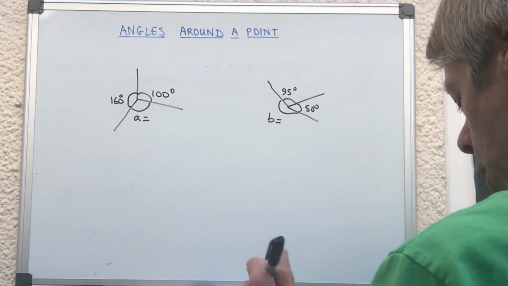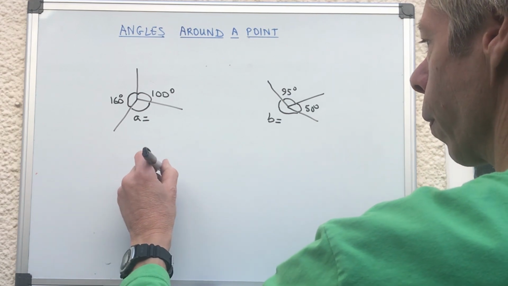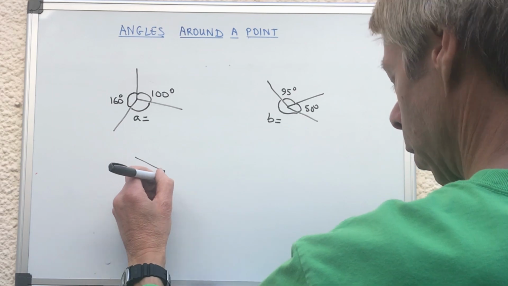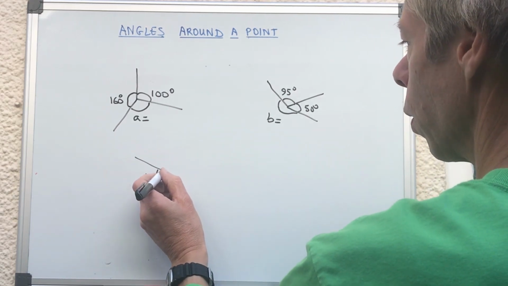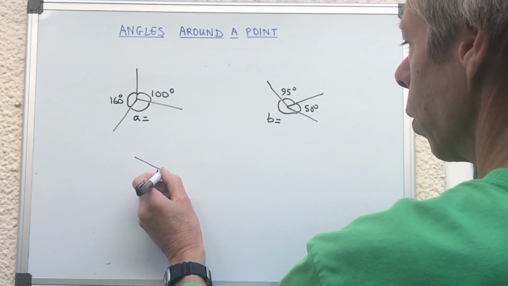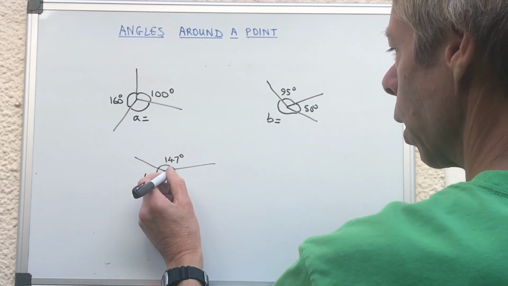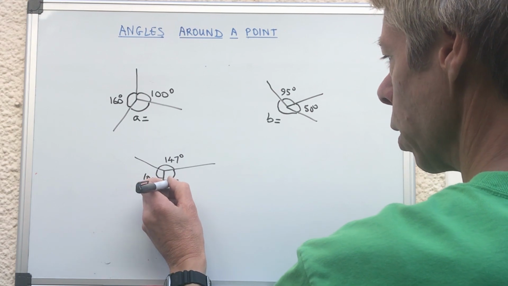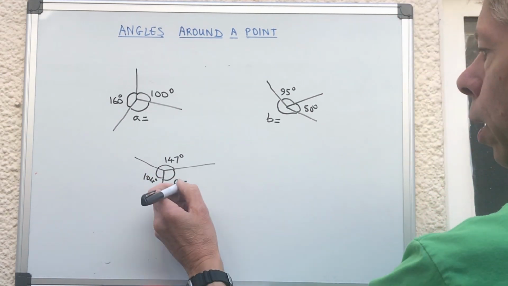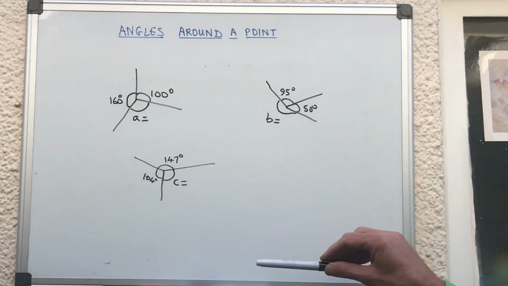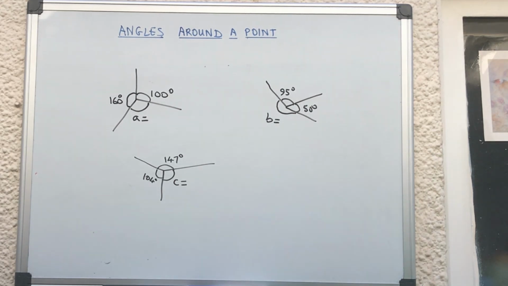So the next question, we have 104 degrees here. And then we have 147 degrees here. And we're going to call this one C. So what would C equal? Okay, so give you just a few seconds to work that out because you can always stop the video and then we can go through it.